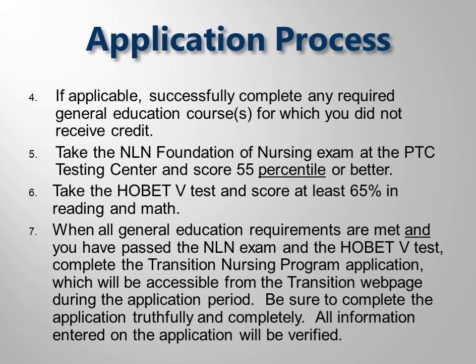The 4th step is to complete, with the grade of C or better, any of the required general education courses for which you were not awarded credit. Fifth, take and pass the NLN Foundation of Nursing exam. You must score at least 55 percentile on the test to pass, and you have only one attempt to pass it. The sixth step is to take and pass the HOBET 5 test, and pass it with a 65% in math and a score of 65% in reading.